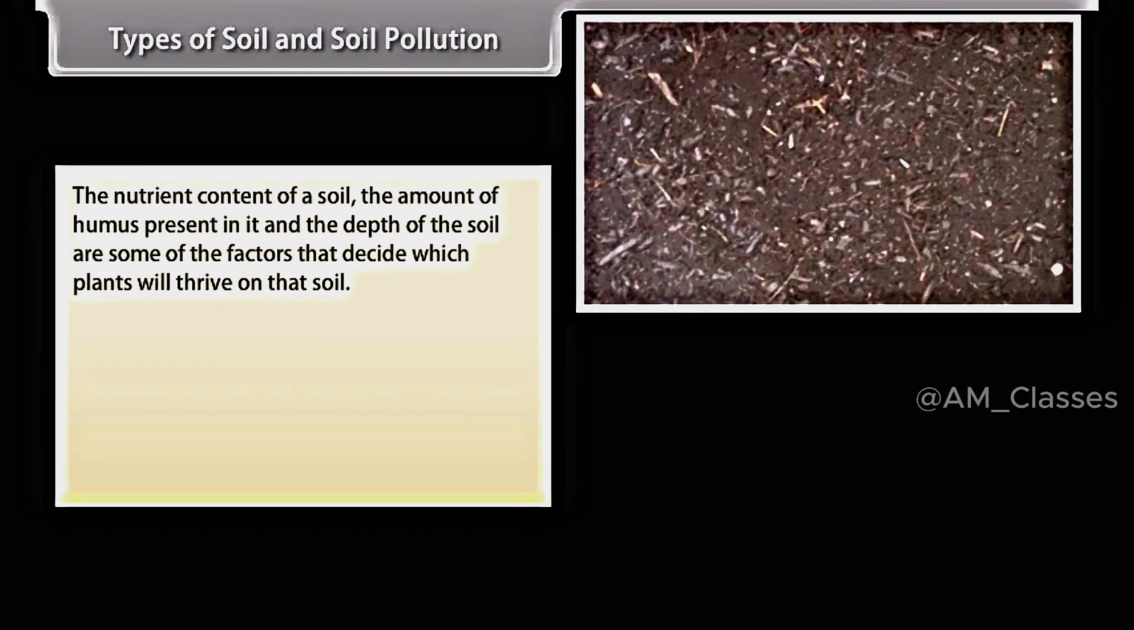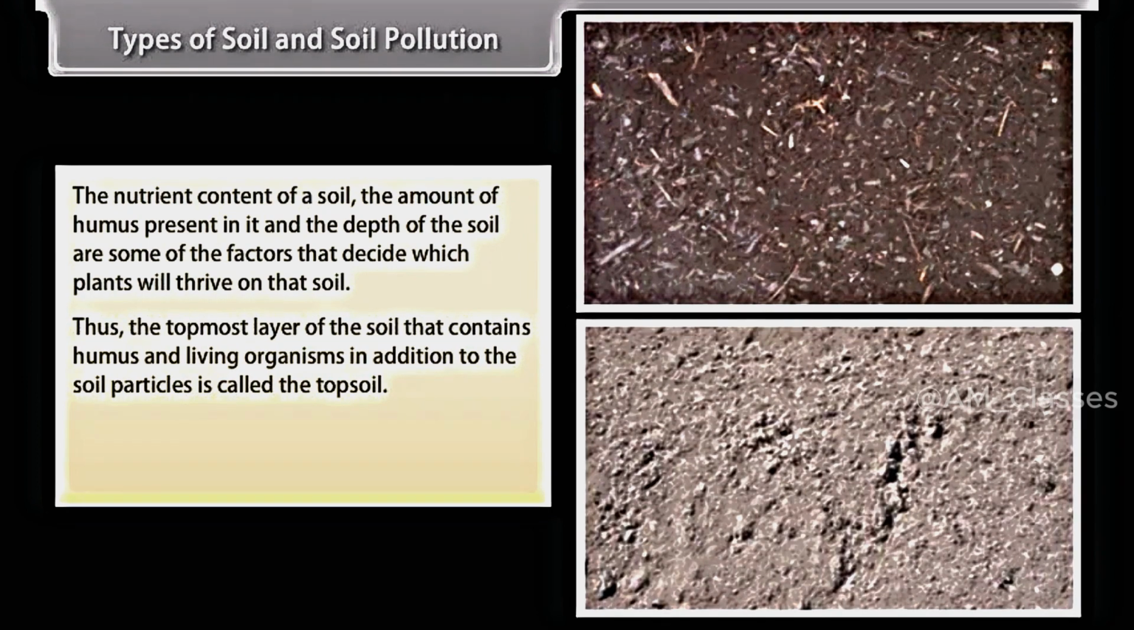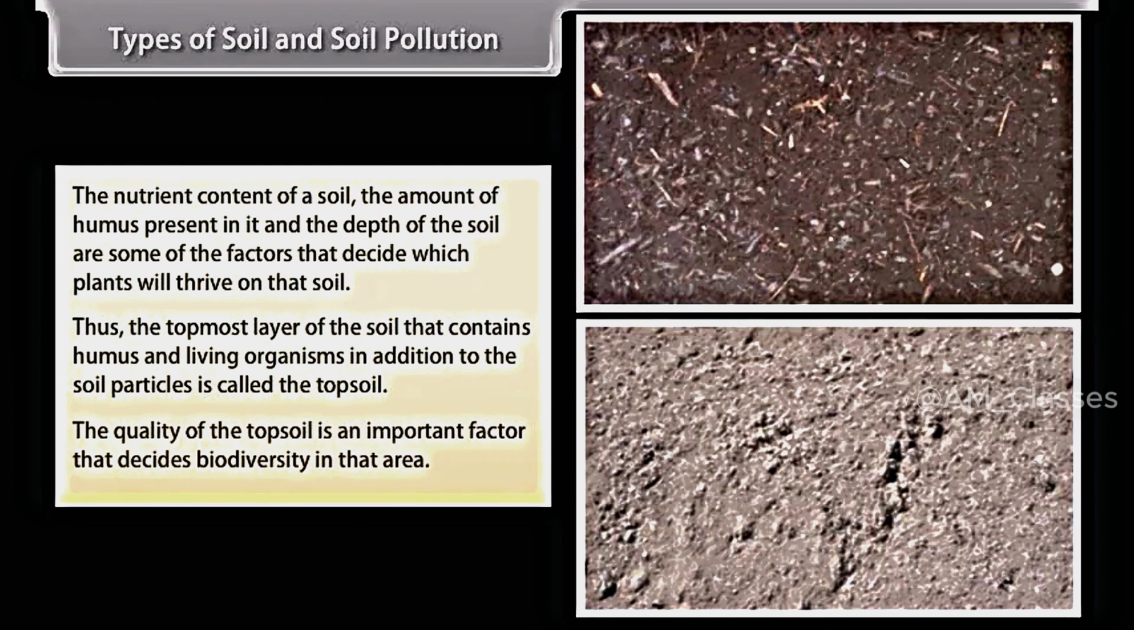The nutrient content of a soil, the amount of humus present in it, and the depth of the soil are some of the factors that decide which plants will thrive on that soil. Thus, the topmost layer of the soil that contains humus and living organisms, in addition to the soil particles, is called the topsoil. The quality of topsoil is an important factor that decides biodiversity in that area.